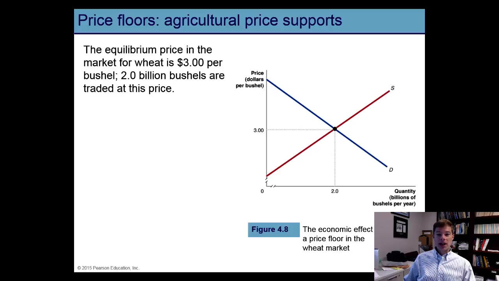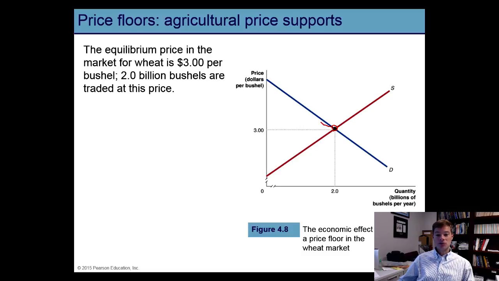So let's look at an agricultural price floor first. We might call this an agricultural price support. Let's suppose that in this market we are examining bushels of wheat. And if the market is in an equilibrium, then the price will be $3 per bushel of wheat. That's where the market supply and market demand curves intersect each other.